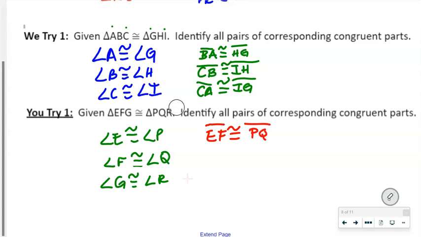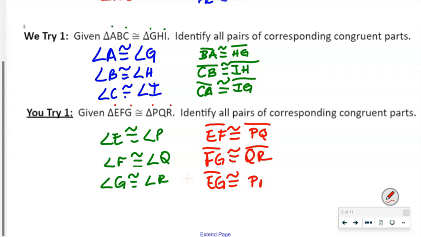Then we have our next 2 letters, right? So we're going to do FG. FG is congruent with QR. And then I'm going to do my first last. EG is congruent with PR. Okay?